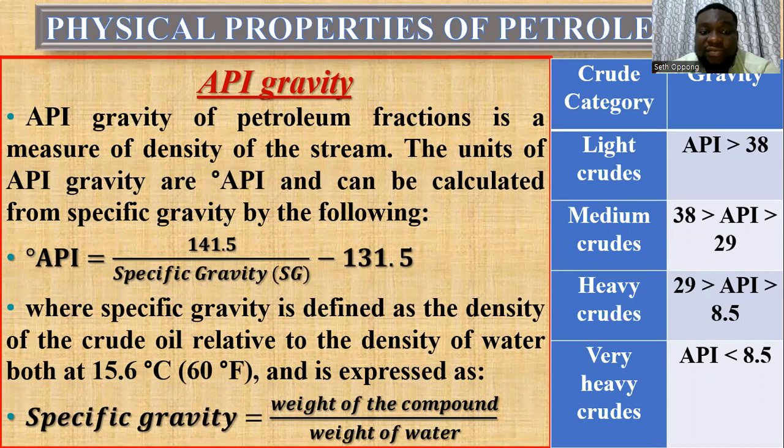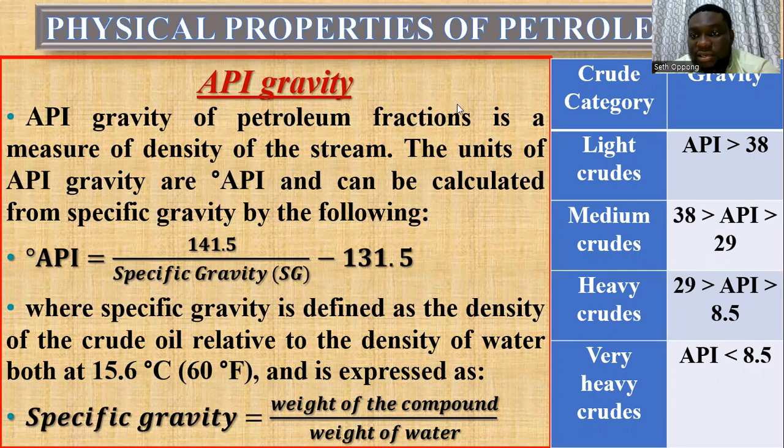And then the specific gravity of a substance can also be calculated as the weight of the compound over water. So with this formula, you can determine the specific gravity of any crude oil at all that you find in the market. So the higher the API gravity, the lighter your crude oil products.